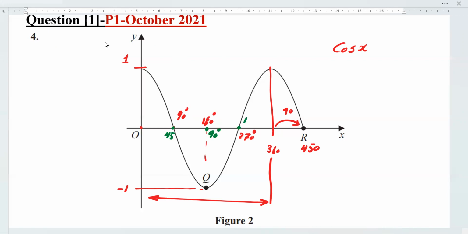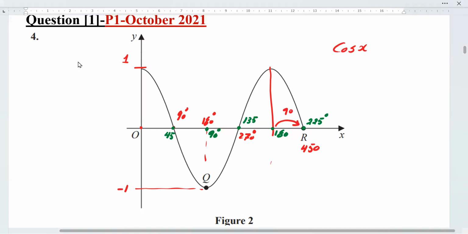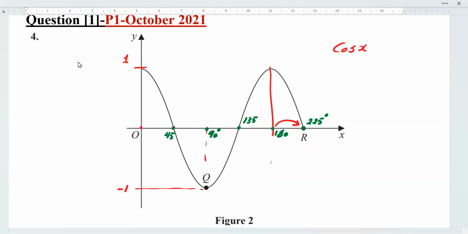Here, it will be 135. And here, it will be 180. And at this point, instead of 450, it will be 225 degrees. So you have to erase or remove all values you already put before regarding the x-axis, because they have already changed from the actual values to different values, divided by 2.